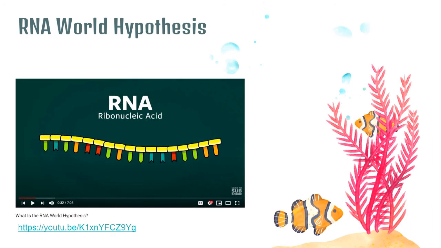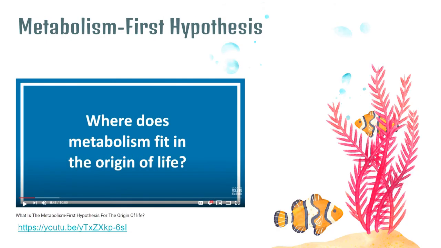Now, these are more recommendations for you to really visualize how biogenesis happened and how the Miller-Urey experiment attempted to explain the jump from chemical to biological evolution. This one is still from Stated Clearly: what is the RNA world hypothesis. I'll provide the link in the description below. And this one, what is the metabolism-first hypothesis for the origin of life? Again, linked in the description below.